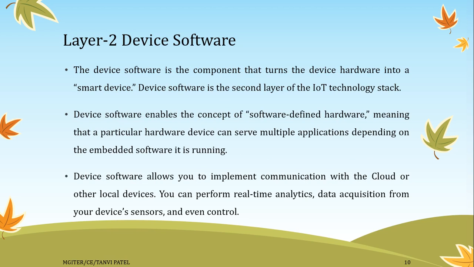Now next is the device software. The device software is the component that turns the device hardware into a smart device. Device software is the second layer of the IoT stack. Device software enables the concept of software defined hardware, meaning that a particular hardware device can serve multiple applications depending on the embedded software it is running.